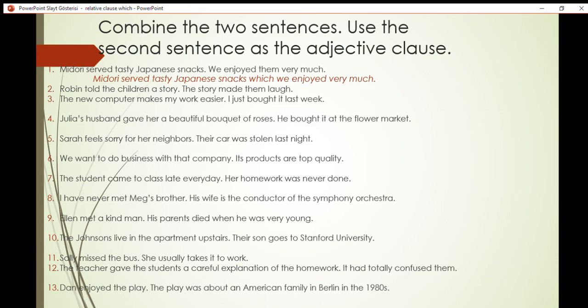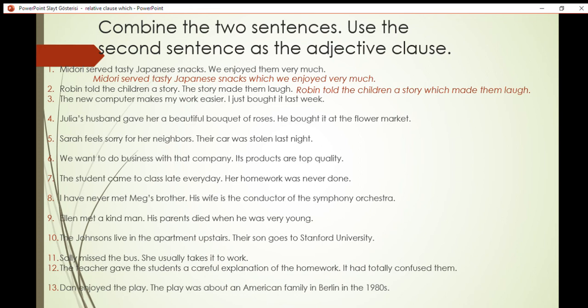Right? Pause the video here, give yourself minimum 15 minutes, and complete the rest. Now let's take a look at the answers. 2. Robin told the children a story. The story made them laugh. Robin told the children a story which made them laugh.